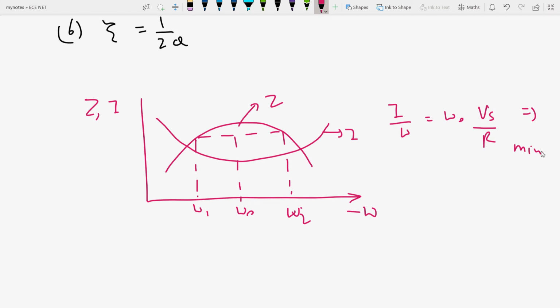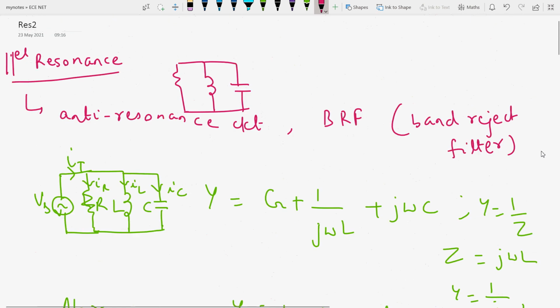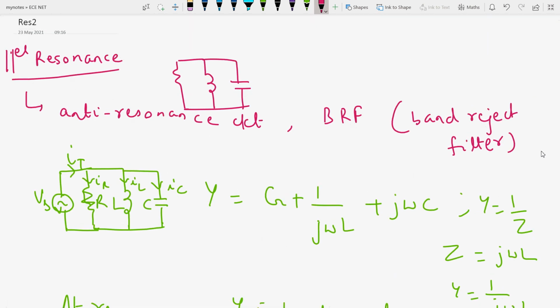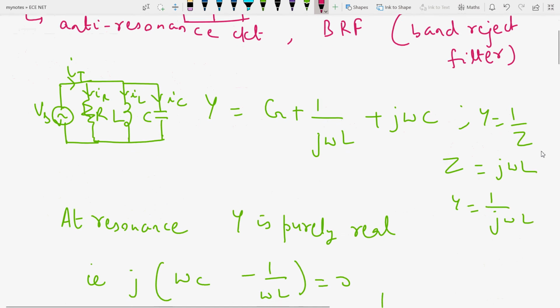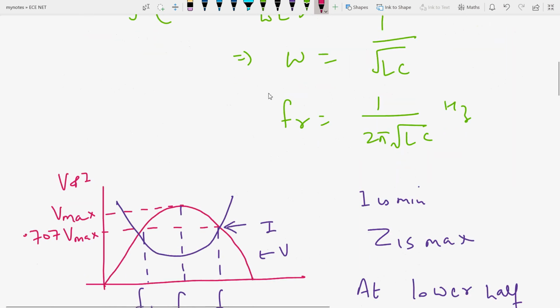Okay, so what we have learned here in this parallel resonance circuit is that it acts as an anti-resonance circuit. It is mainly known as a band reject filter. For the parallel resonance circuit, we are going to calculate basically the admittance. It is the reciprocal of impedance. So this is G plus 1 by j omega L plus j omega C. You also note that S is equal to j omega. At resonance, you should know that this impedance or admittance will be purely real. So the imaginary part is going to be 0. After calculating this, we have the resonant frequency equal to 1 by 2 pi under root LC.